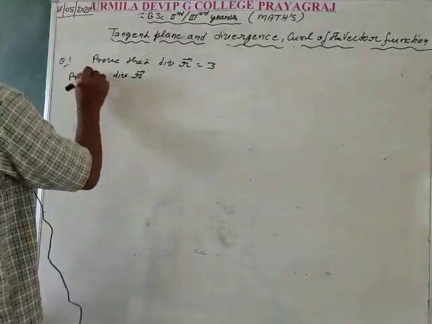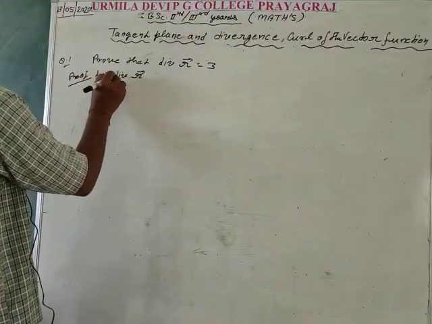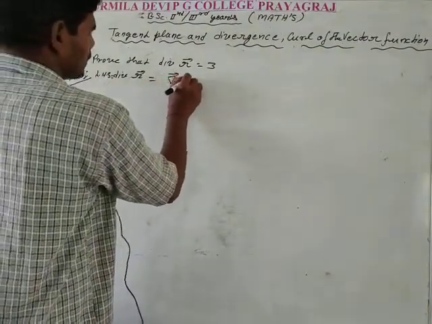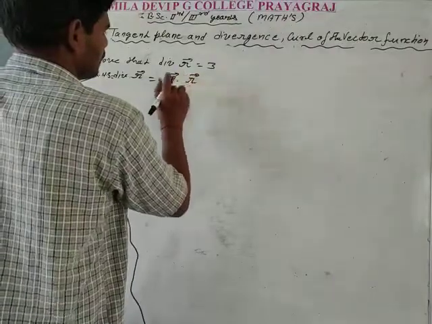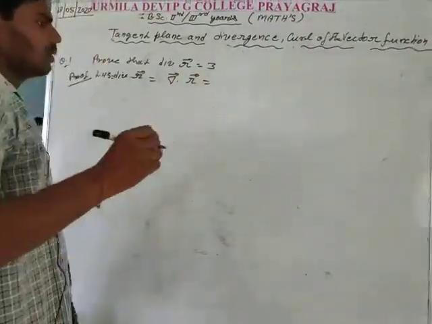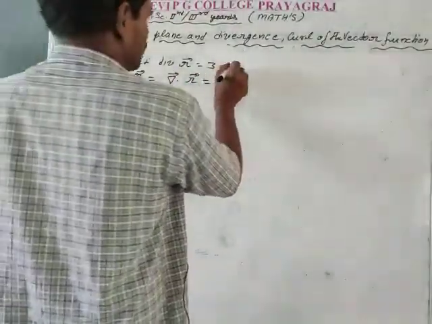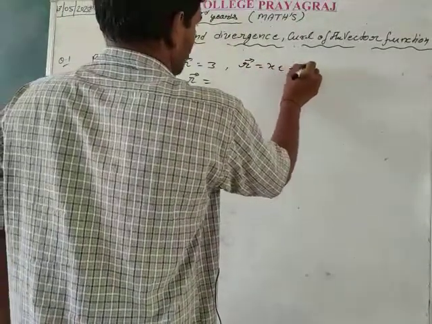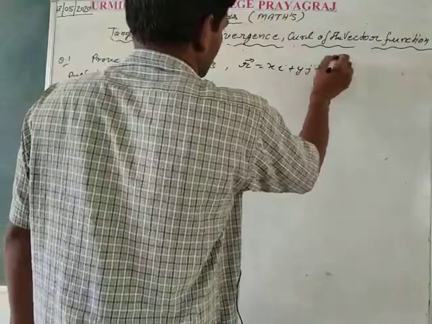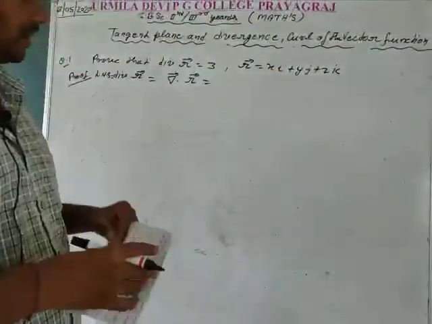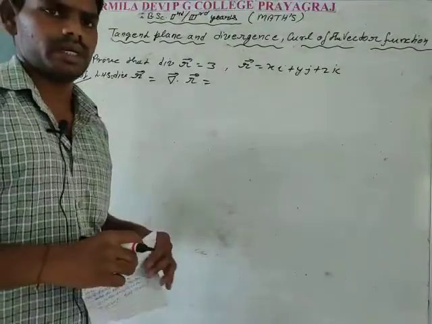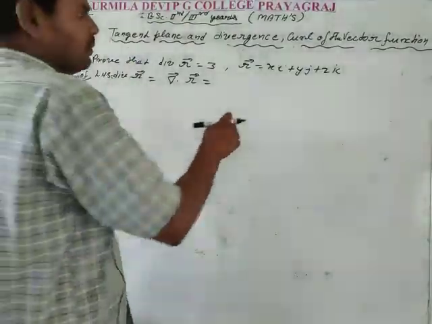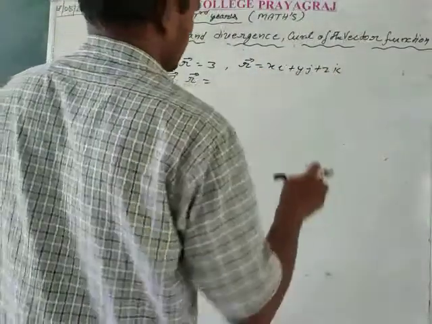Divergence of vector r, here taking the LHS. Divergence of vector r is equal to del dot vector r, putting in the value of r. Here vector r is equal to xi plus yj plus zk, because r is the position of any point in space. So the value of r is always xi plus yj plus zk.